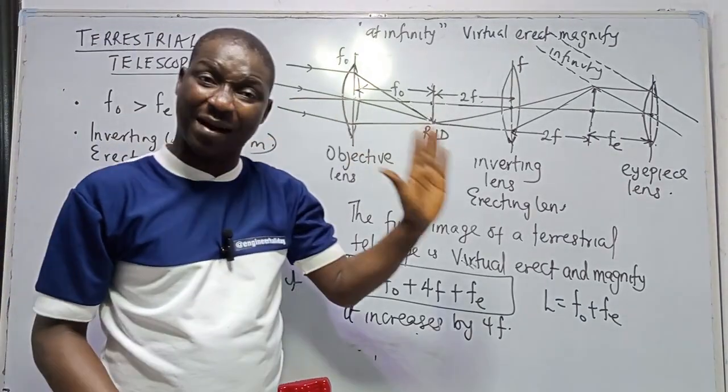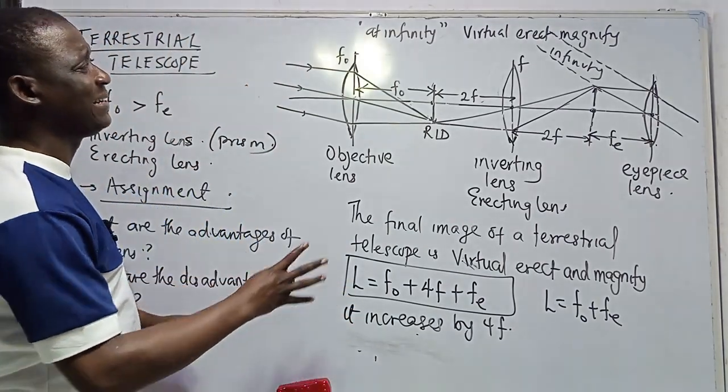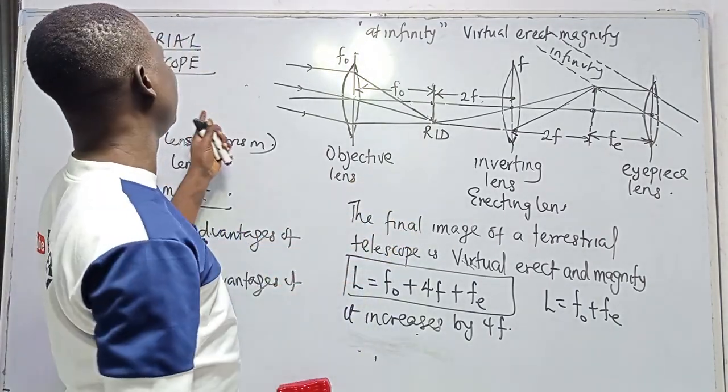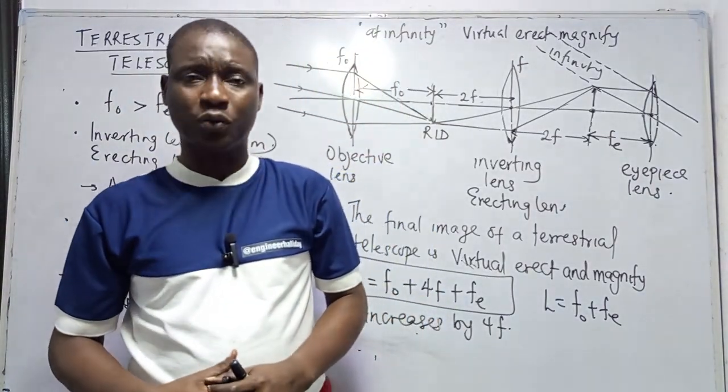We are going to talk about the prism binocular in our next class. So how does the prism binocular resolve the issue or the disadvantage of the terrestrial telescope? We are going to see in our next class.